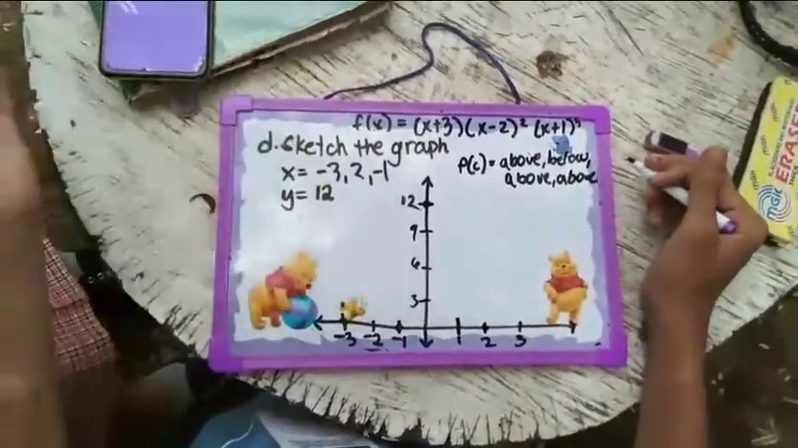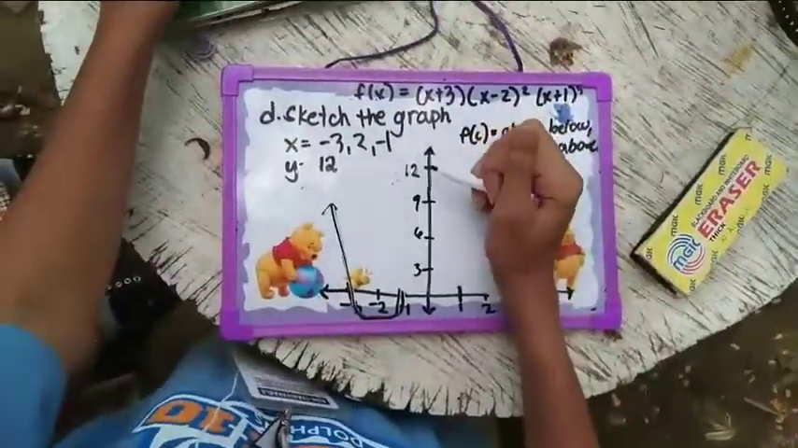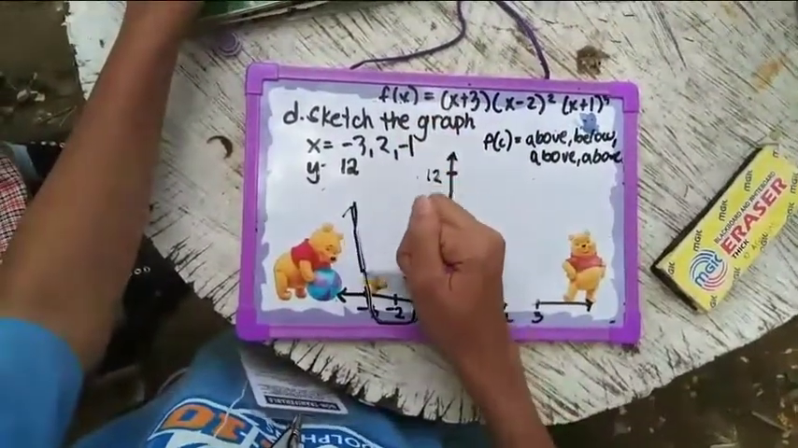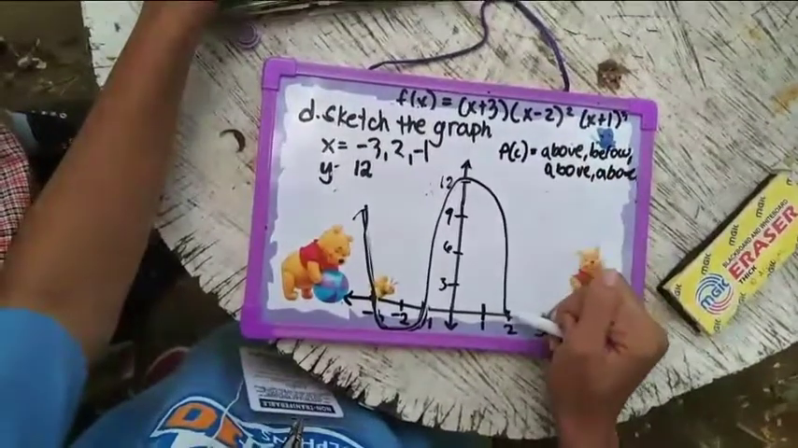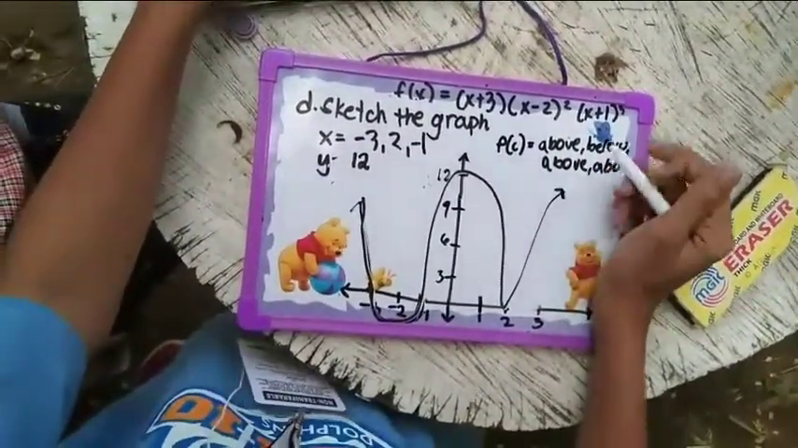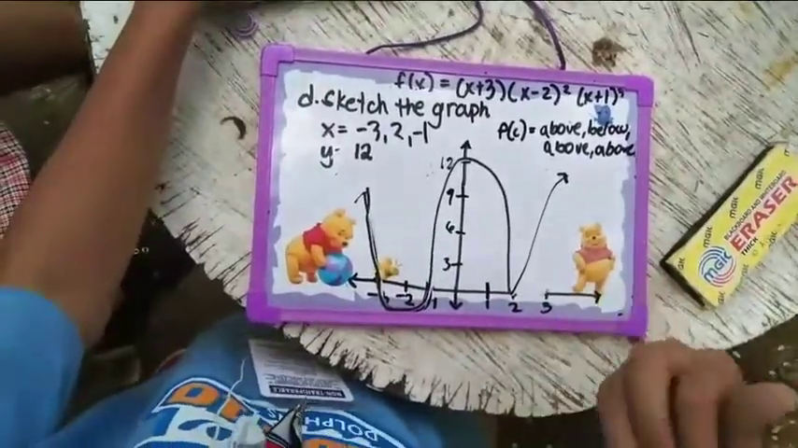So the behavior of the graph would be above, below, above, and above. So this is the behavior of our graph.